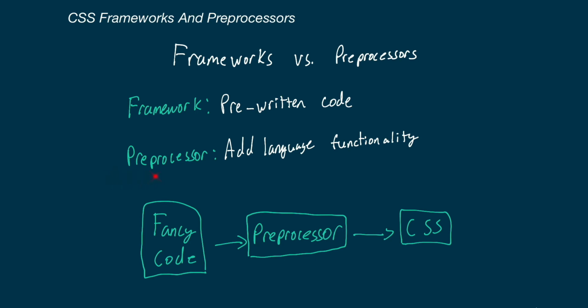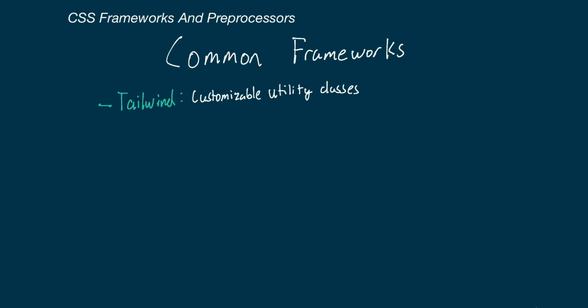A preprocessor, on the other hand, is a way to add functionality to the language. The browser only understands pure CSS, but preprocessors are programs that convert some other code into CSS for us, to essentially add some nice features to the language. This can be a great way to speed up development and also allows us to write good high-quality code that is easy to maintain.